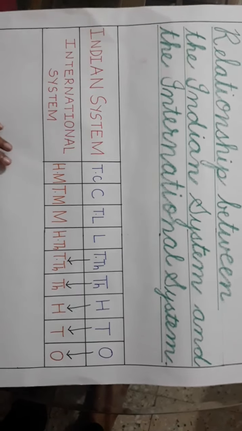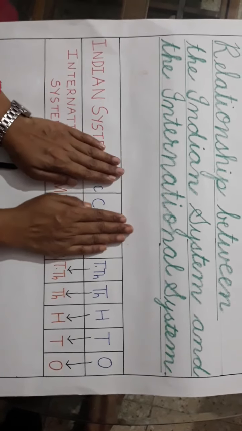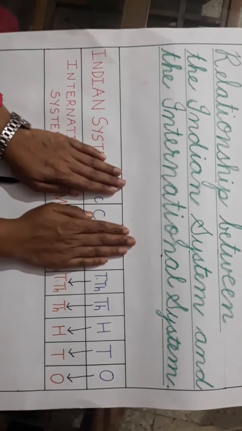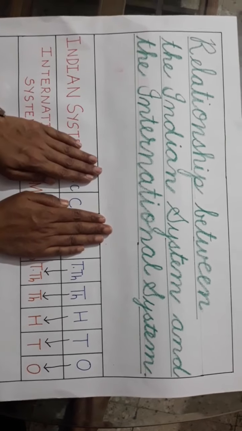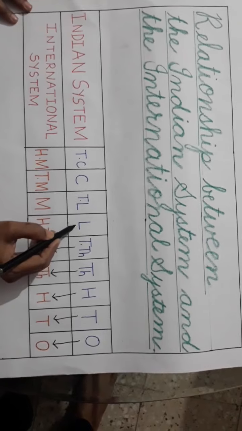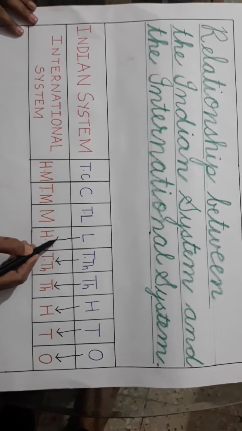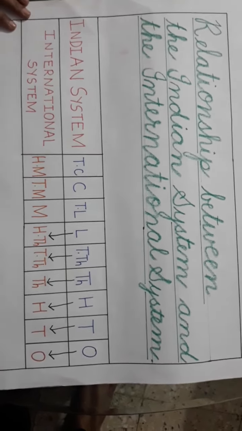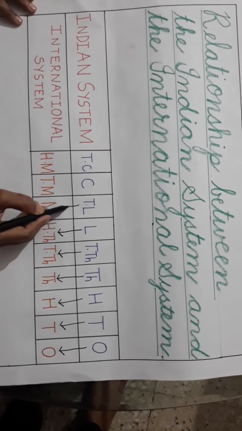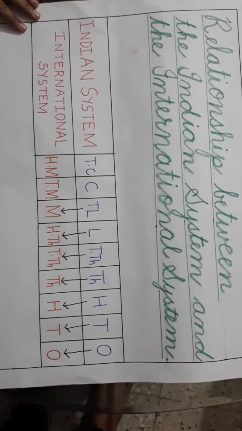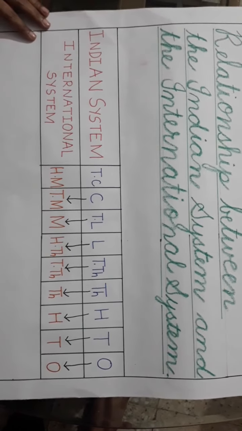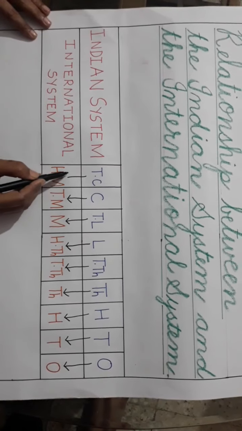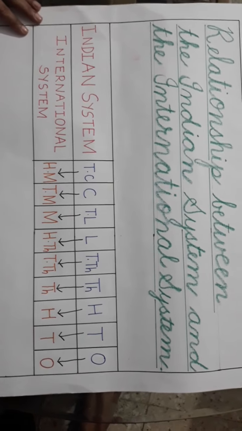So what do we notice? We notice that till here everything is the same. There is no difference between the Indian system and the international system. The difference starts coming from here. Now look here. 1 lakh is equal to 100,000 of the international system. 10 lakh is the same as 1 million. 1 crore is the same as 10 million. 10 crore is the same as 100 million. Did you understand? Is it clear to you?